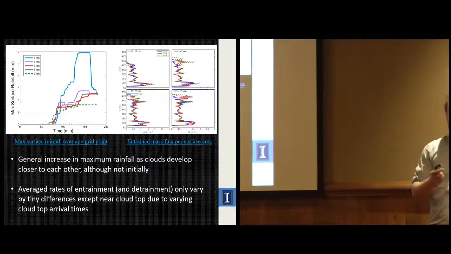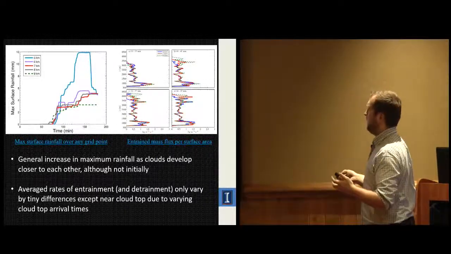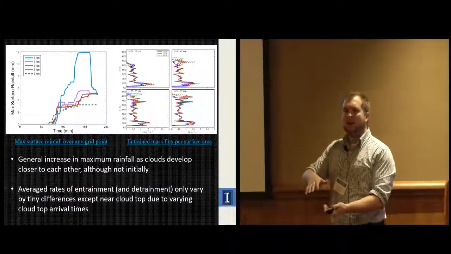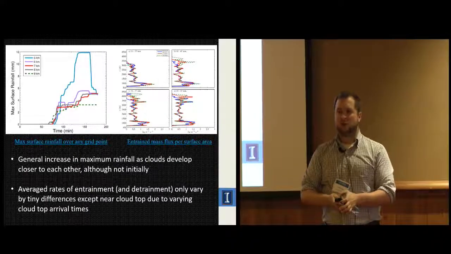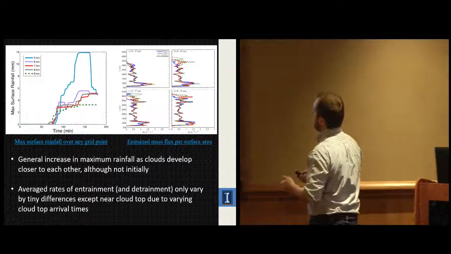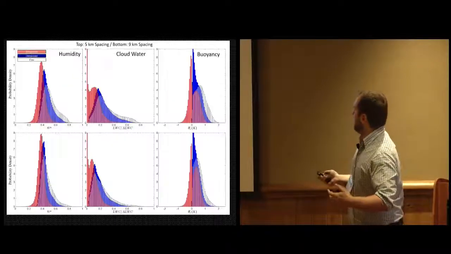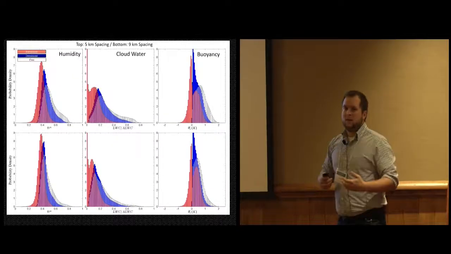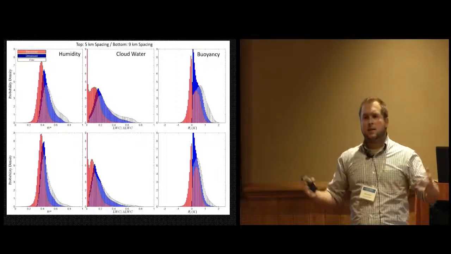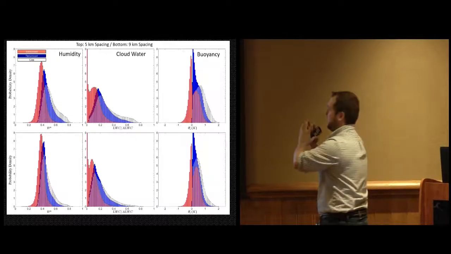But when we looked at the entrainment rates across these runs, we noticed that there was very little difference between these rates, except near cloud top, but that was only due to different arrival times of the cloud top between the runs. And so this was not a result we expected. We thought maybe the rates would be different across each run. And so we looked a little closer. We looked at the properties of the entrained air across each run. And so what we do is we bin the properties of every grid point that's entraining into a probability density function.